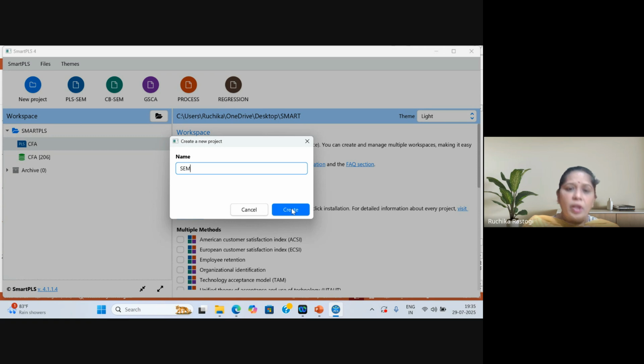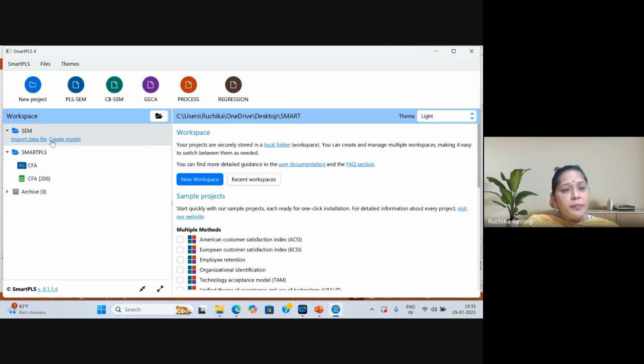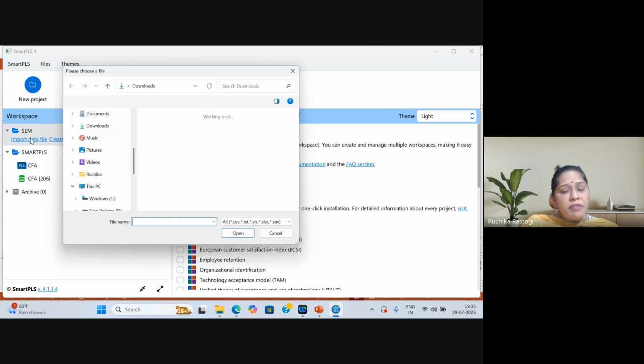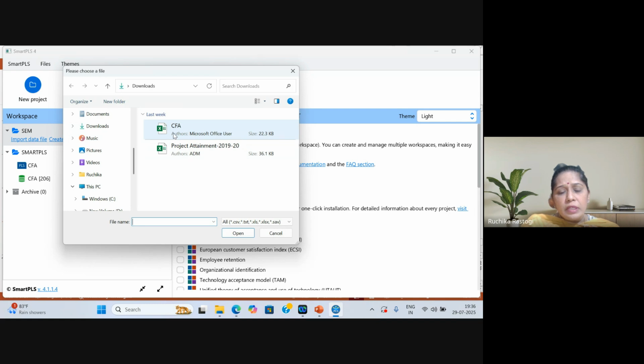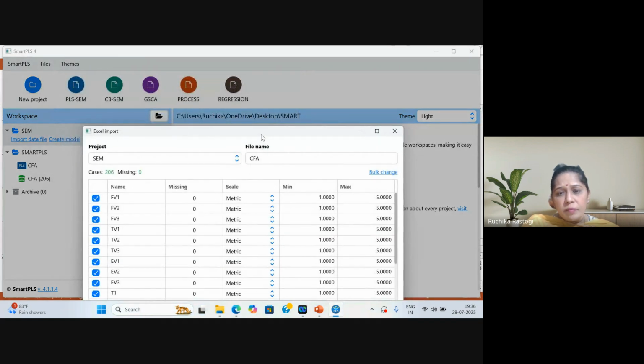Yes, ma'am. Okay. Now we will run SEM. Again, be with me. Create a new project named SEM. Import the data file. The same data file is to be imported.